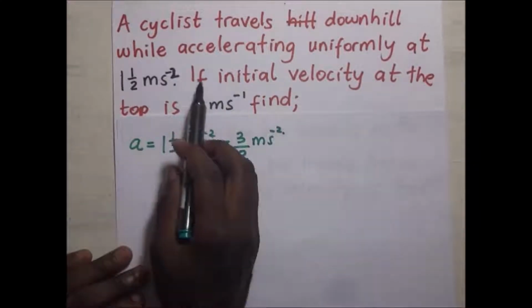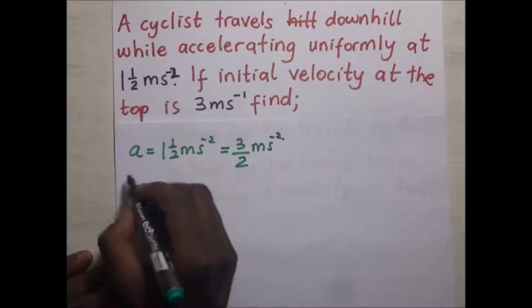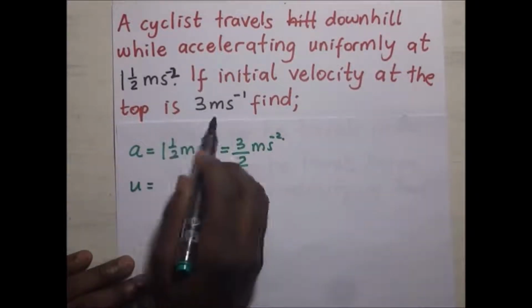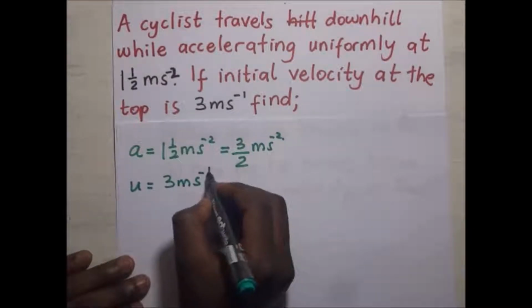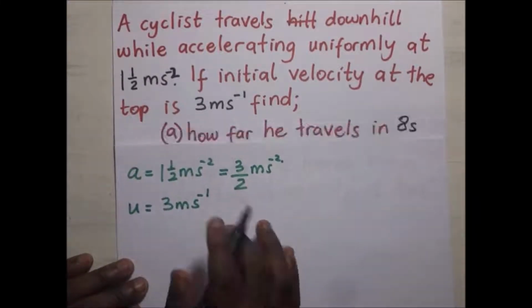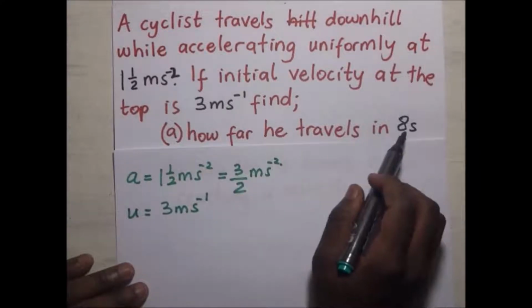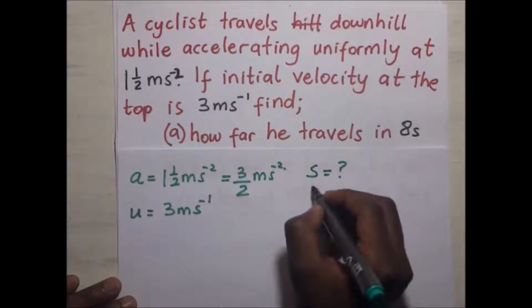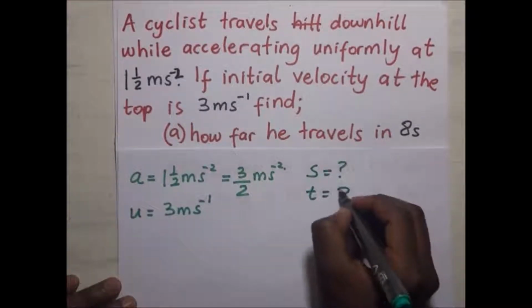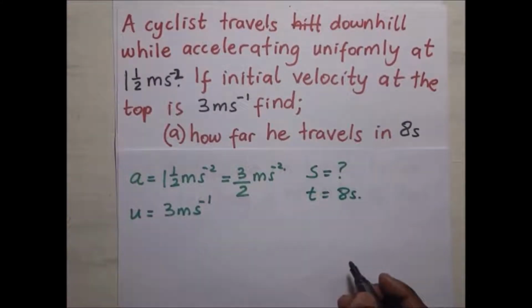That's the acceleration. If the initial velocity at the top is that, meaning the initial velocity is 3 meters per second, then find how far he travels in 8 seconds. So they want you to find the distance he travels when the time is 8 seconds.